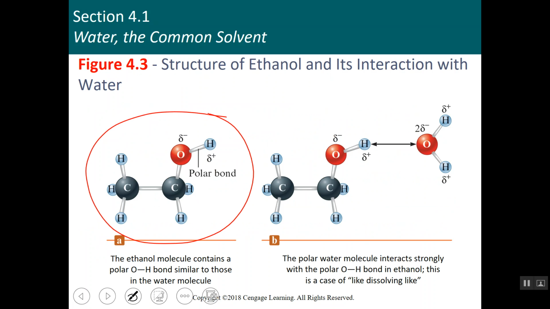Notice here's a polar bond. It's an oxygen-hydrogen, just like in the water. That oxygen-hydrogen polarity is going to be what attracts that water molecule, and that's what helps it to dissolve in water.